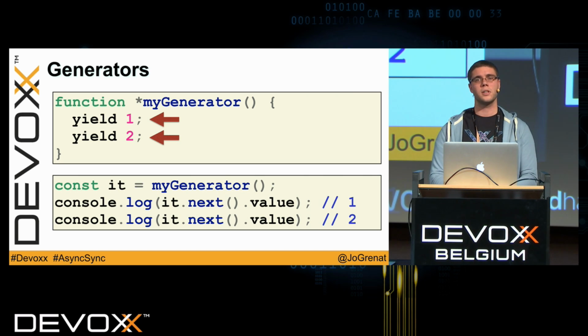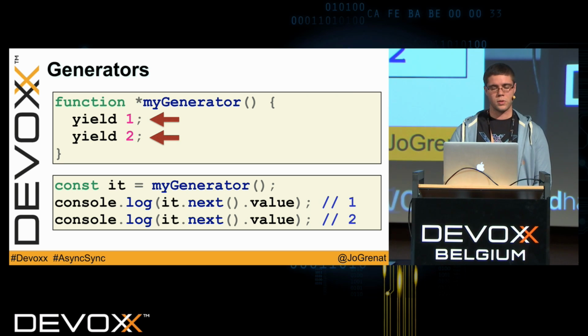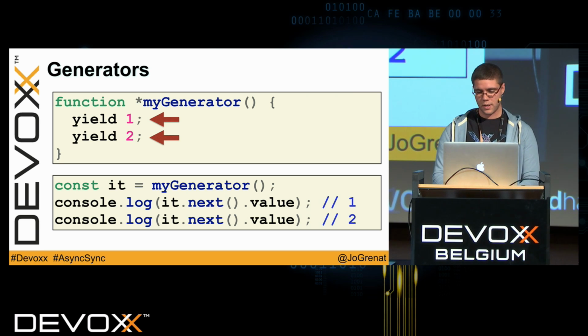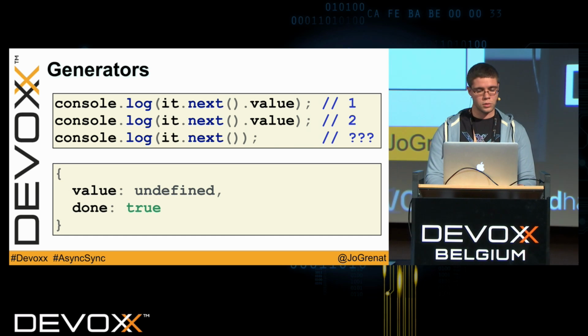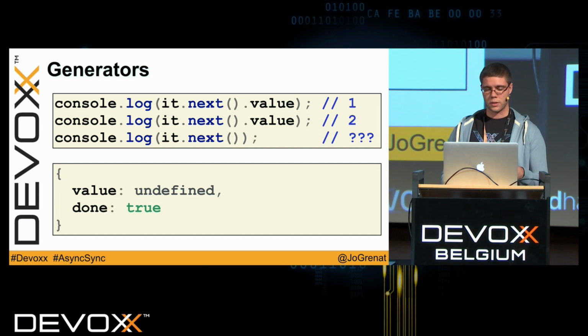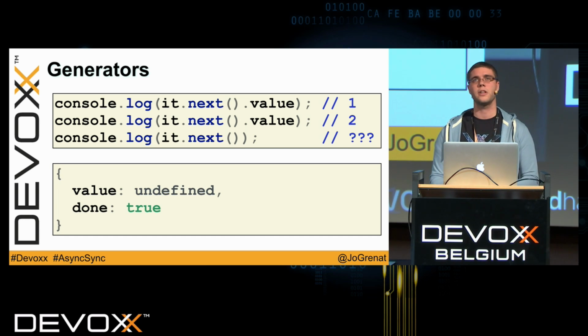So how do you consume it? You call my generator a first time to create an iterator, and then you have access inside the iterator to the next method that will start the execution and get in return the value at the first yield. Here it's 1, and then if you call it again, it will return you the value 2. What happens if you call it a third time? Right here, it will return this object with the done boolean set to true and the value undefined.